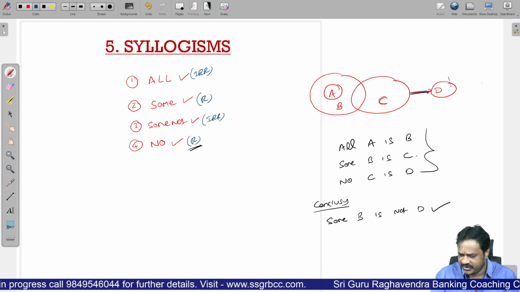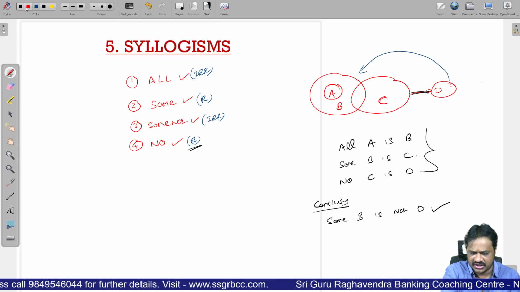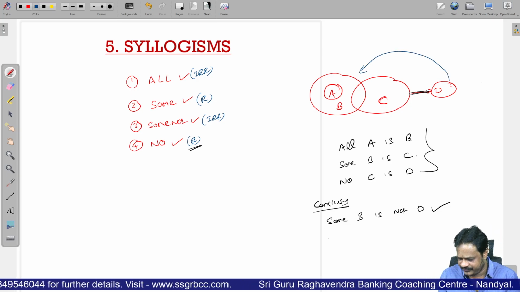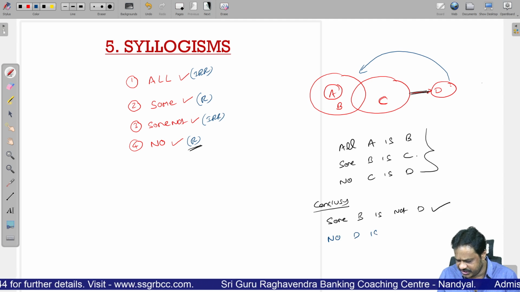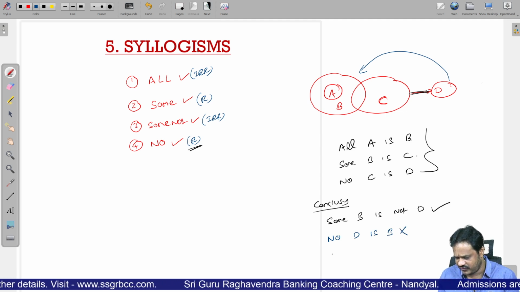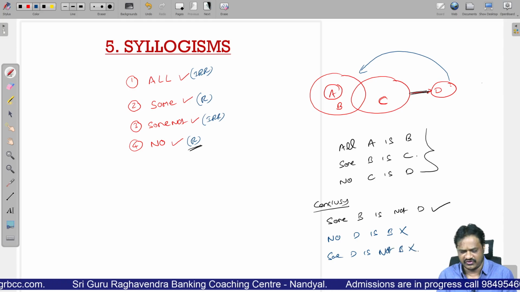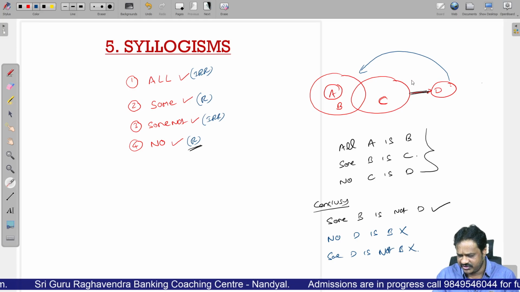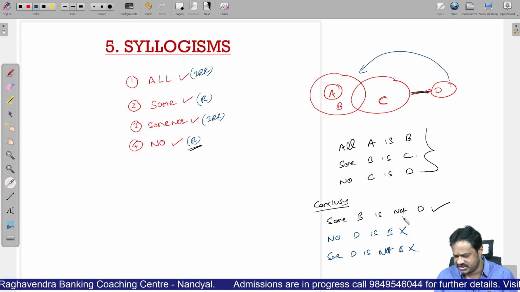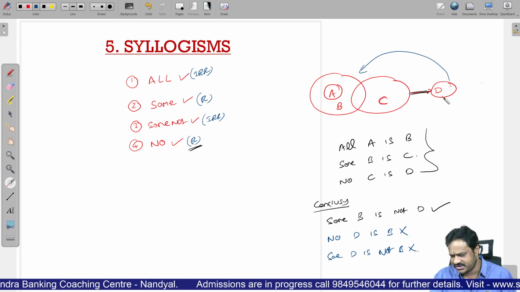But between D and B there is no relation. If it is given no D is B, it does not follow. If it is given some D is not B, it also does not follow. See, there is no relation between D and B, but there is a relation between B and D. What is the relation? Some not. Between B and D, some not is there, but between D and B, there is no relation.